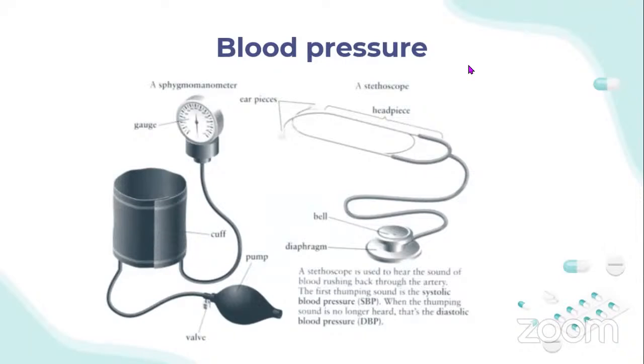Okay, thank you so much. And as you can see, we have the parts of the sphygmomanometer, right? Here we have the gauge, the cuff, the pump, the valve. Okay, and for a stethoscope, we have the headpiece, the earpieces, the bell, and the diaphragm. Okay, do you have any questions here?